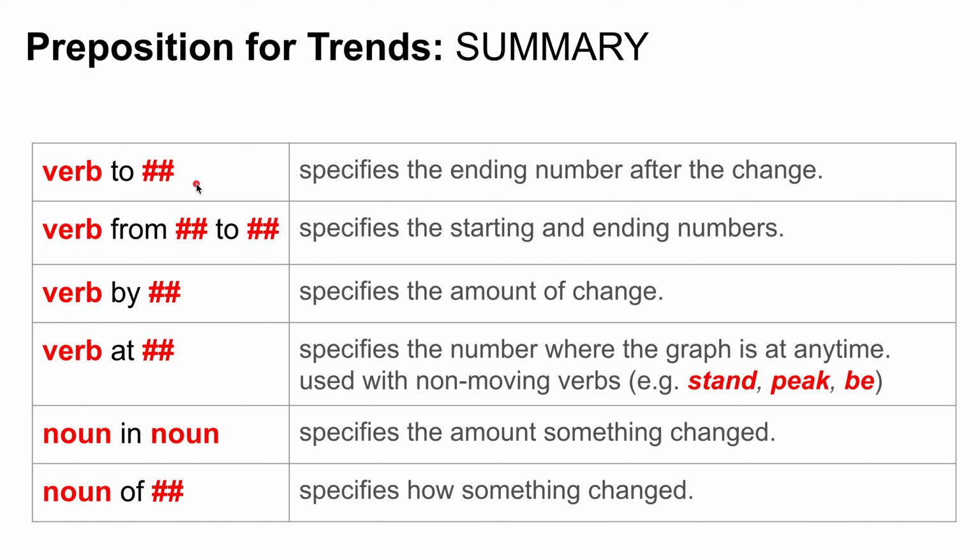So a quick summary. Verb plus to plus number is used to specify the ending number after the change. Verb plus from plus number plus to plus number specifies the starting and ending numbers. Verb by and number specifies the amount of change. Verb at number specifies the number where the graph is at any time, and it's used with non-moving verbs such as stand, peak, and be. Noun in noun specifies the amount something changed, and noun of number specifies how something changed.